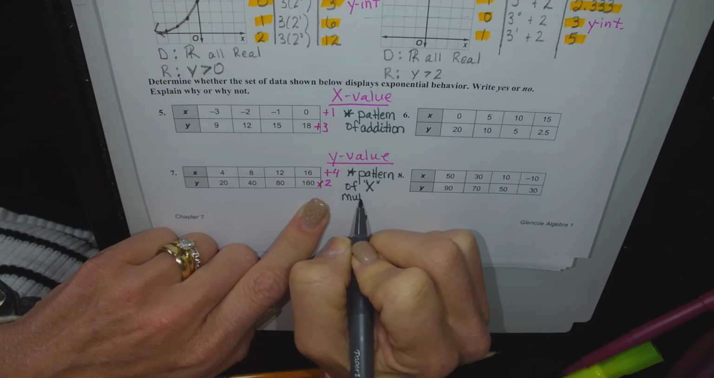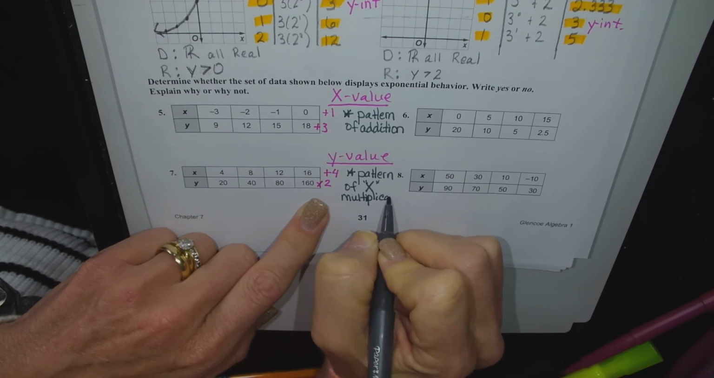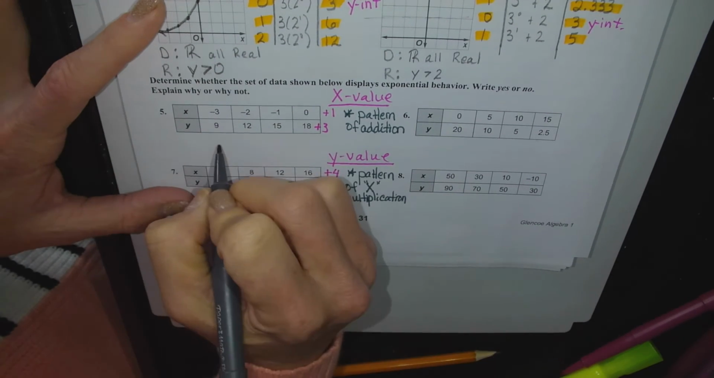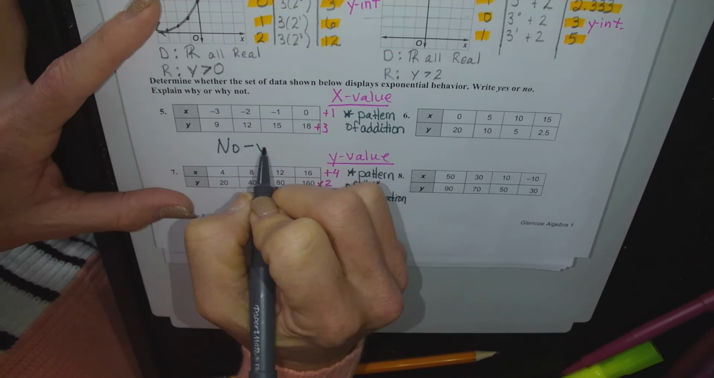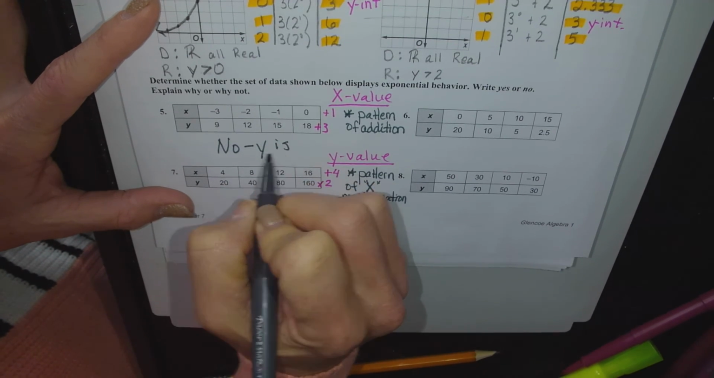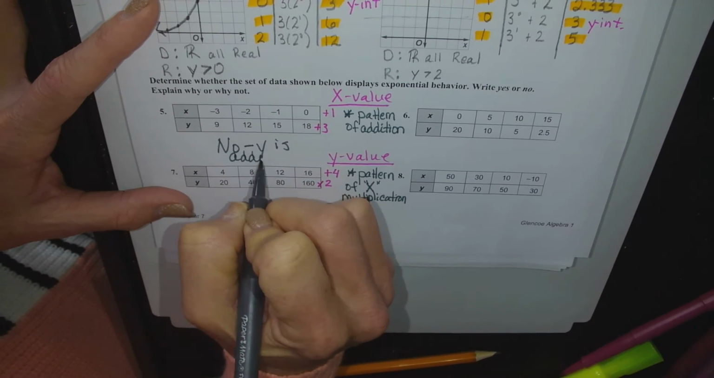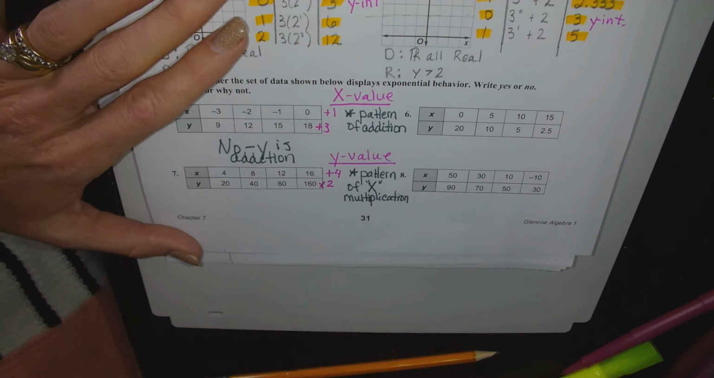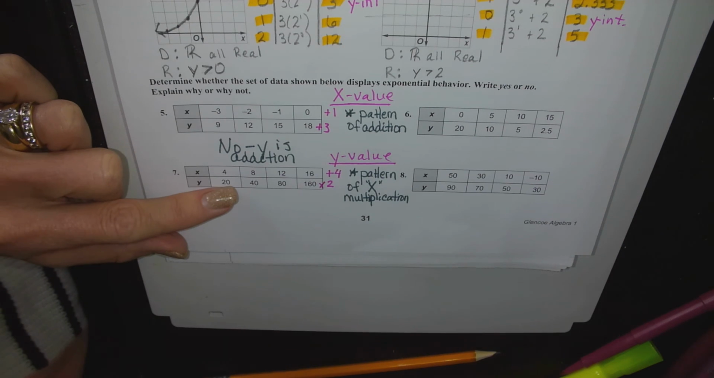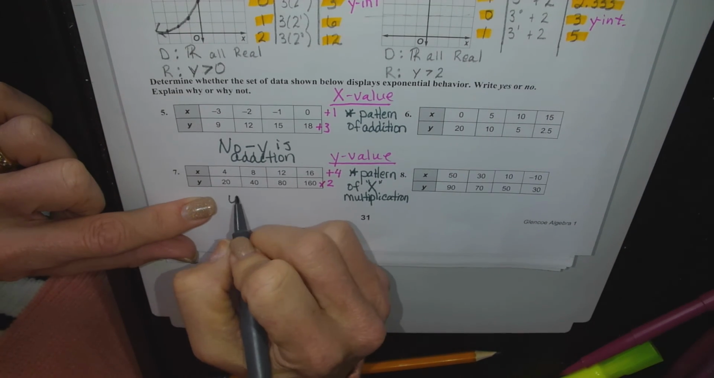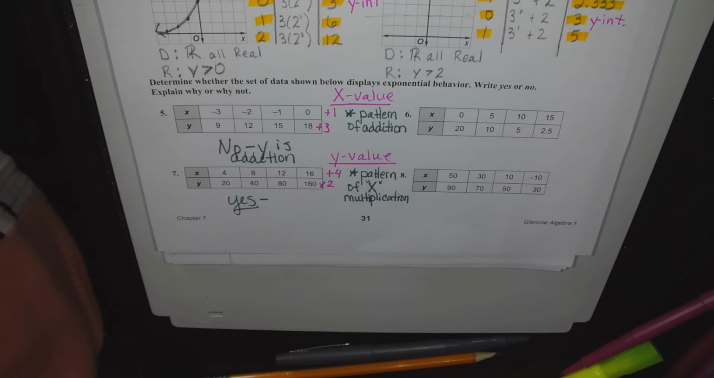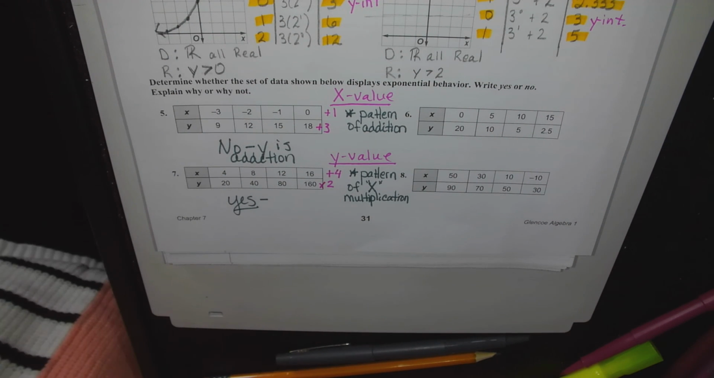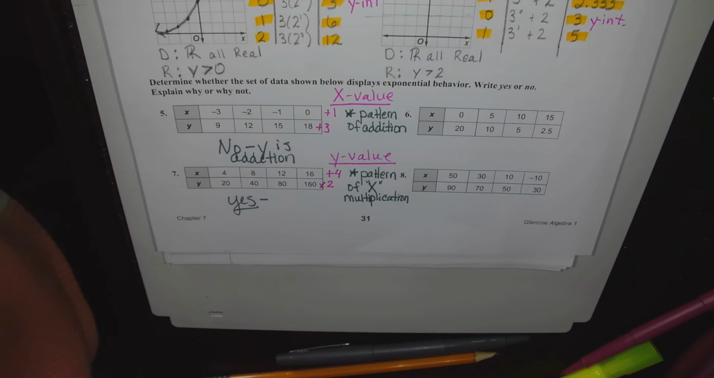So therefore, Ava, is 5 yes or no? No, just the Y. The Y is addition when it needs to be what? Multiplication. Therefore, number 7 is a yes. Okay. Both of those have to work. So you could look at 6 and 8 quickly and tell, it shouldn't take you very long.